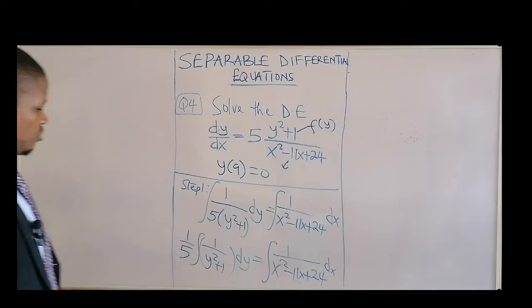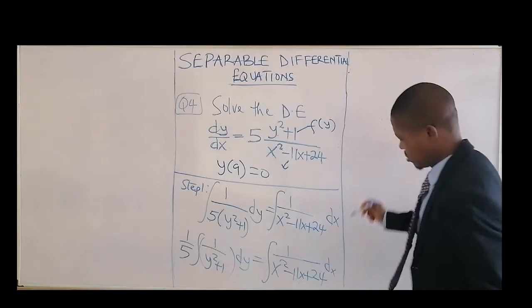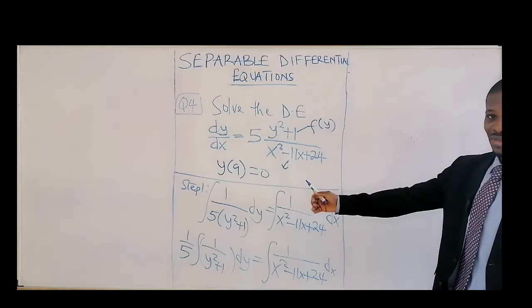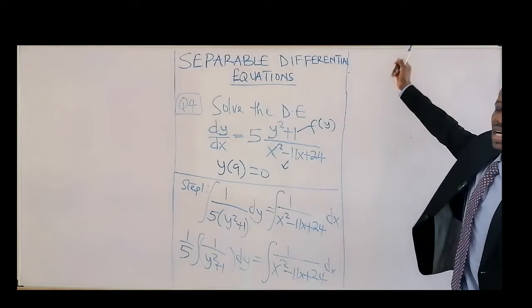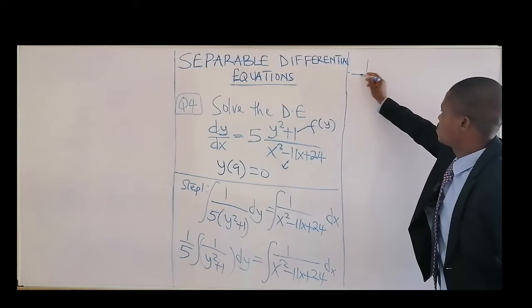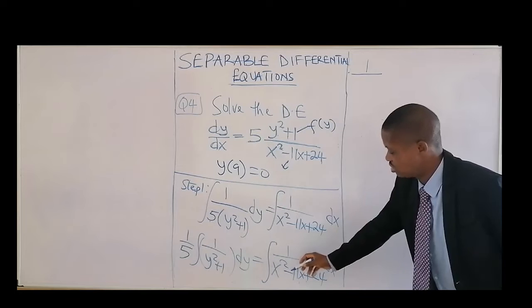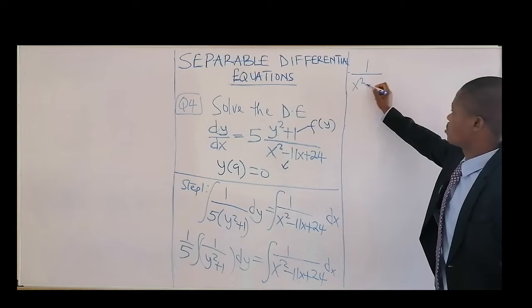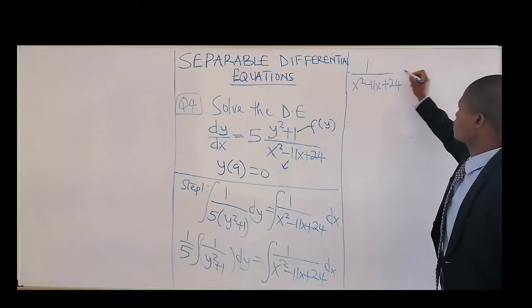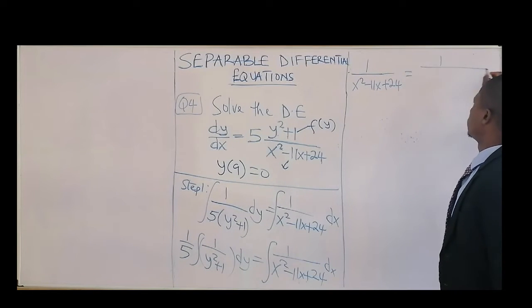So let's look at the denominator. Can we factorize the denominator? If we can factorize the denominator, then that will take us to partial fractions. So take the content of that integral, take it outside: 1 over x² − 11x + 24, and that will be equal to 1 over.